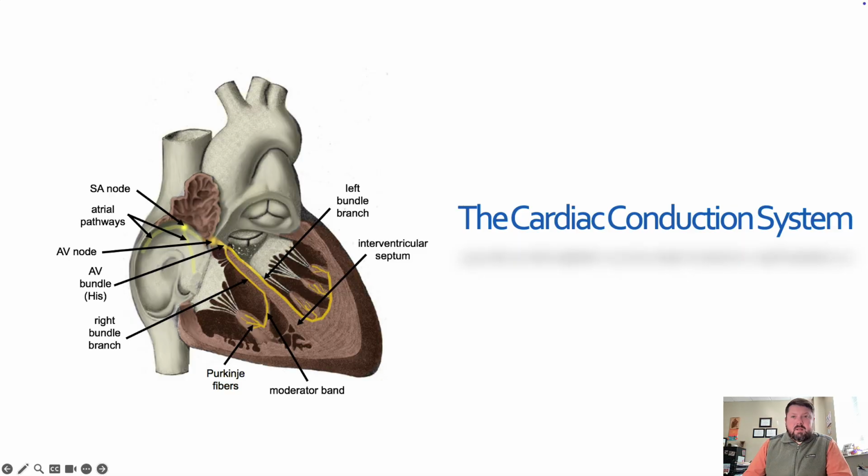So the cardiac conductive system starts with the SA node and goes through the atria, through the AV node, and then down through the ventricles.